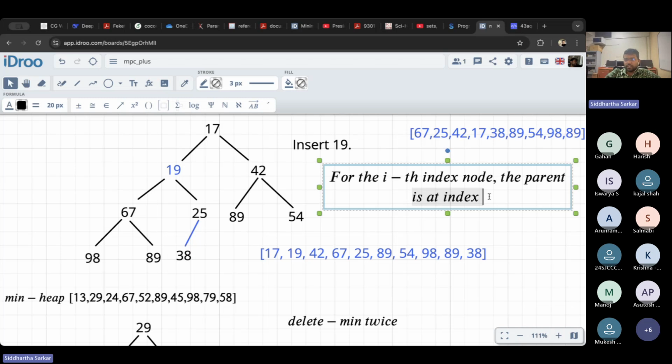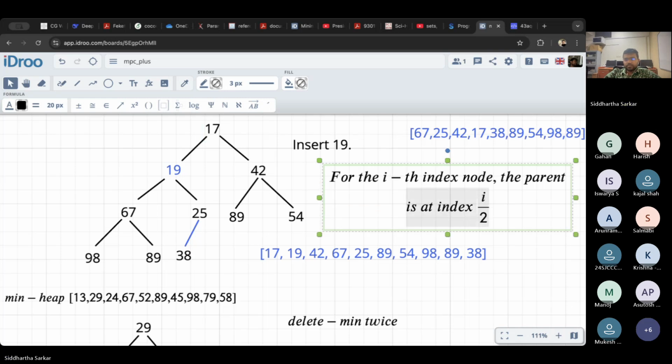No, so I want to know where the parent is. So 42 is at 2, its parent is at 0. 19 is at 1, its parent is at 0. So it's at i by 2. Is it i by 2? So you have to take floor also. So you take floor of (i minus 1) by 2.